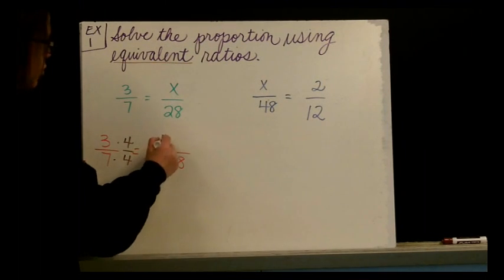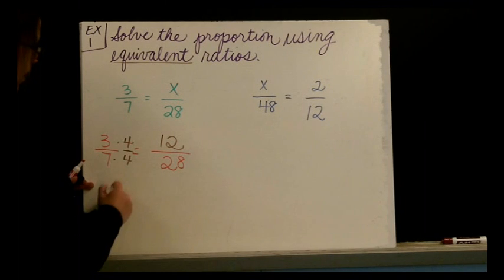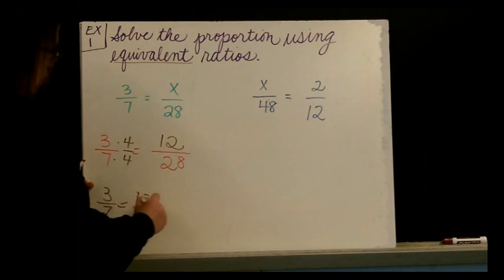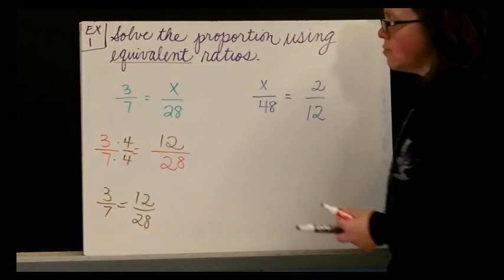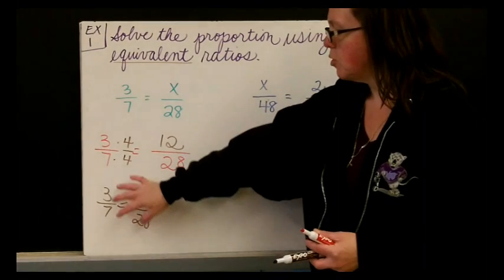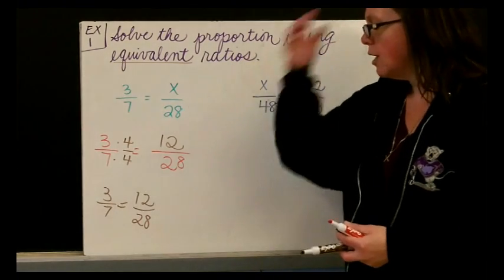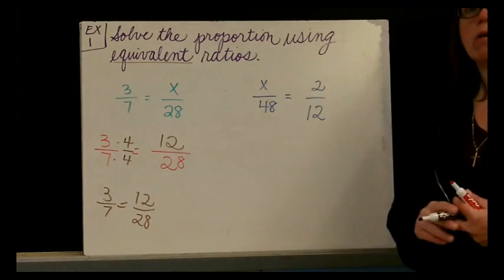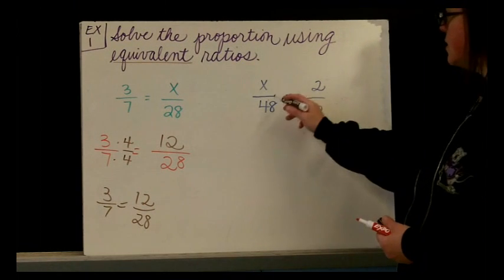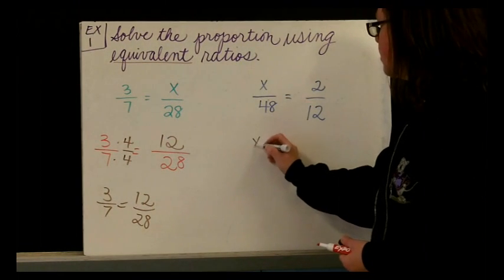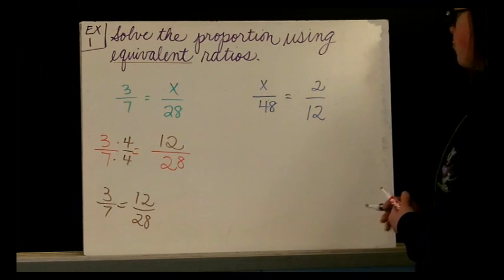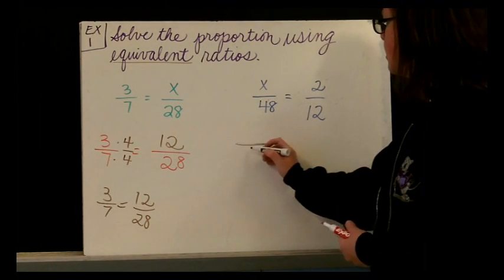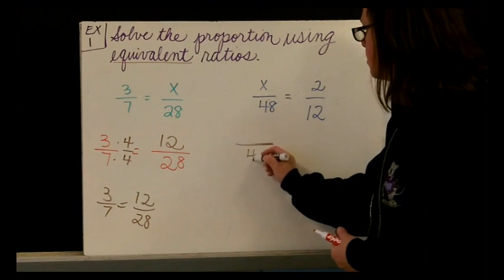3 times 4 is 12. So here we have that 3/7 equals 12/28. These are proportional because the one fraction changes to the next in the same way by multiplying by 4. Let's take a look here. We have x over 48, which I said I'm going to refrain from including the x.